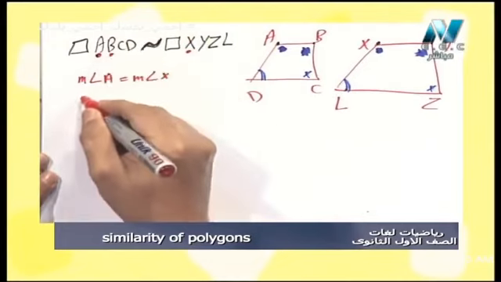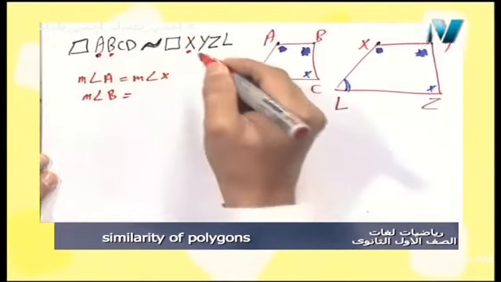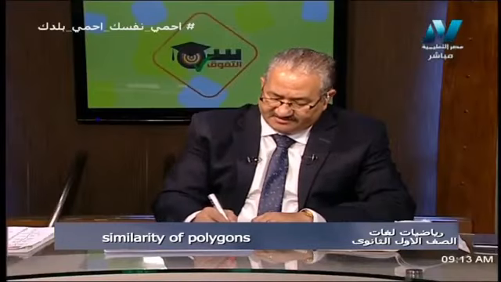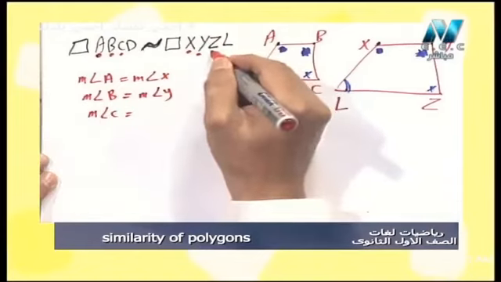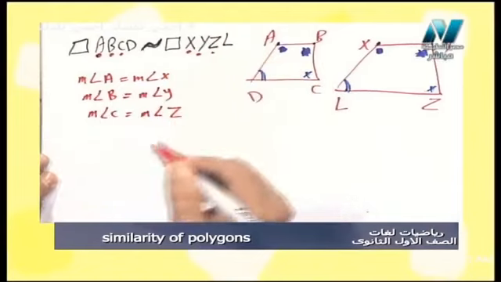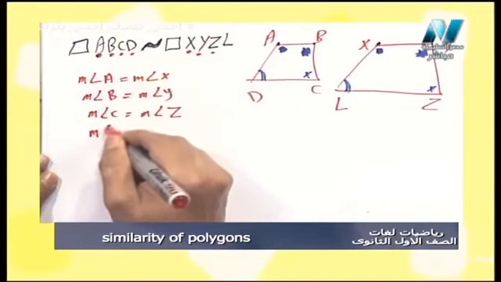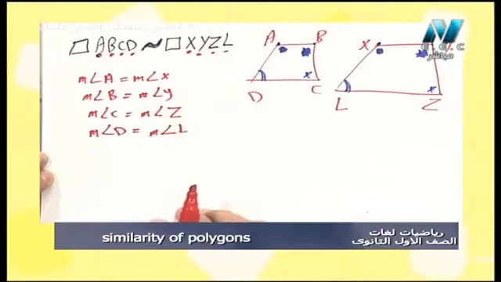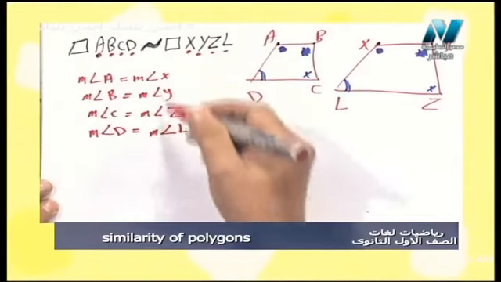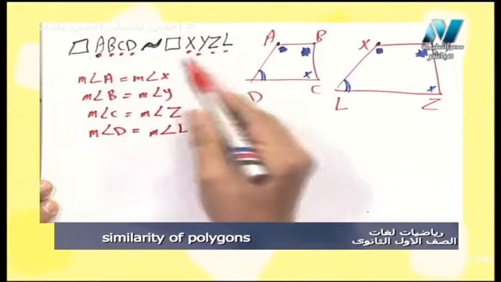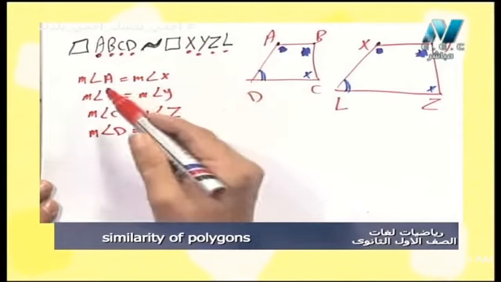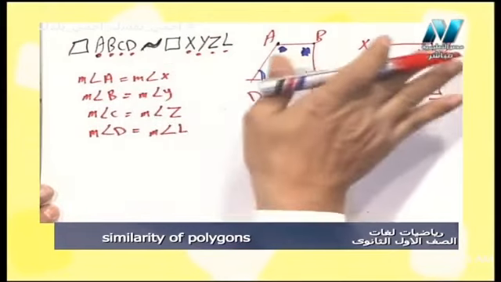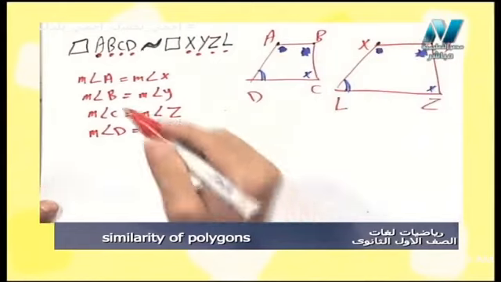Also measure angle B equal to measure angle Y. Also measure angle C equals measure angle Z. And finally measure angle D equals measure angle L. So we have the first condition: if the two quads are similar, each two corresponding angles are equal in measure, even without showing the figure. This is the first condition.